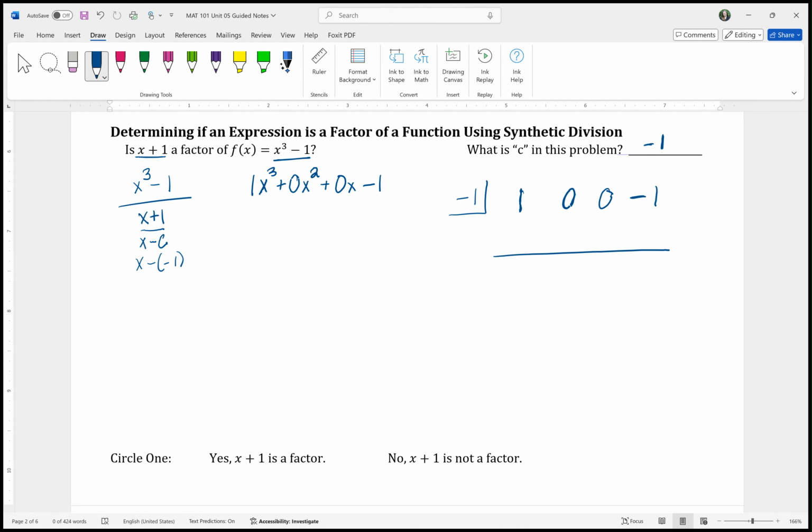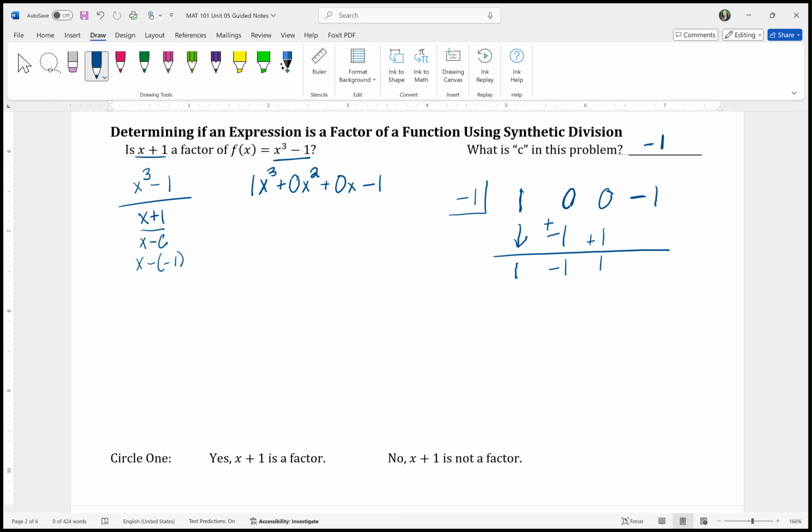First step of synthetic division is bringing down the 1 and multiply. Negative 1 times 1 is negative 1, and we're going to add. So 0 plus negative 1 is negative 1. Now we're multiplying by the number in the box, in this case negative 1. Careful with our signs here. Negative 1 times negative 1 is positive 1. And then we're going to add. 0 plus 1 is 1.